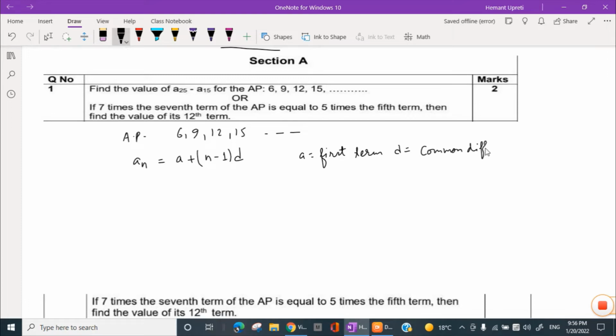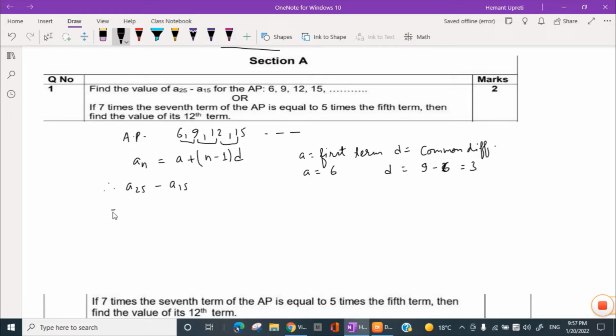So clearly we can see a is 6 and the common difference is, you can see here, 9 minus 6. Everywhere the common difference is going to be same. So simply you find out the values of A25 minus A15. So you will say therefore A25 minus A15. Clearly we can see here A is 6 and D is, simply take two consecutive terms of this progression and you will find out the common difference, that is 3 here.